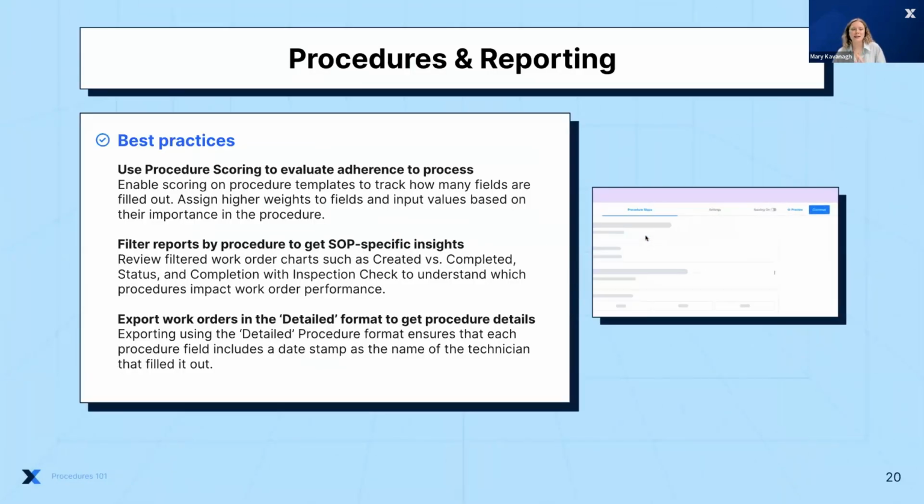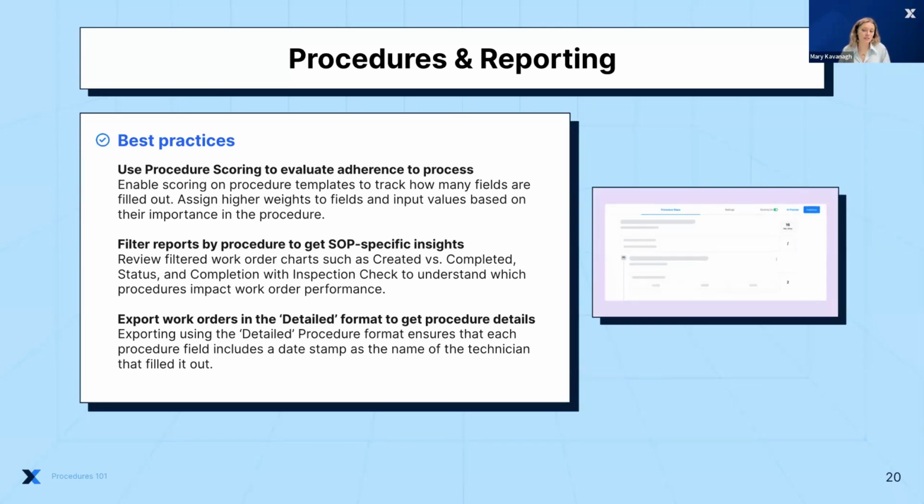To recap that, best practices here, my recommendations to you. Firstly, use procedure scoring to evaluate adherence to process. Basically, simply put, use your procedure scoring to make sure everyone's doing stuff properly. Track how many fields are filled out, assign higher weights to fields that are more important to you, and then you'll be able to see this very quickly, very easily.